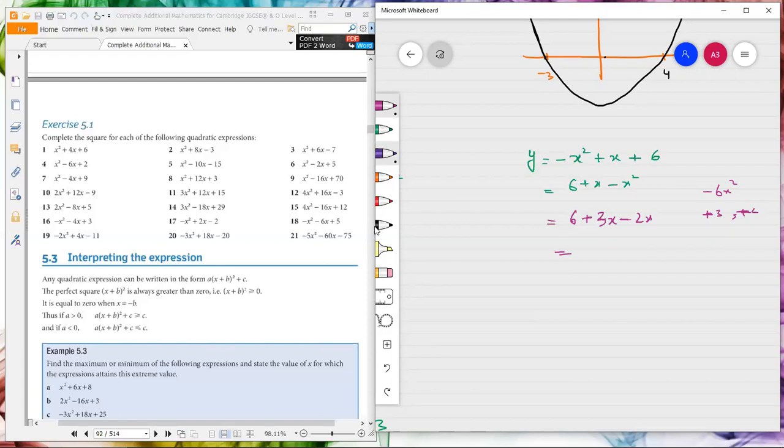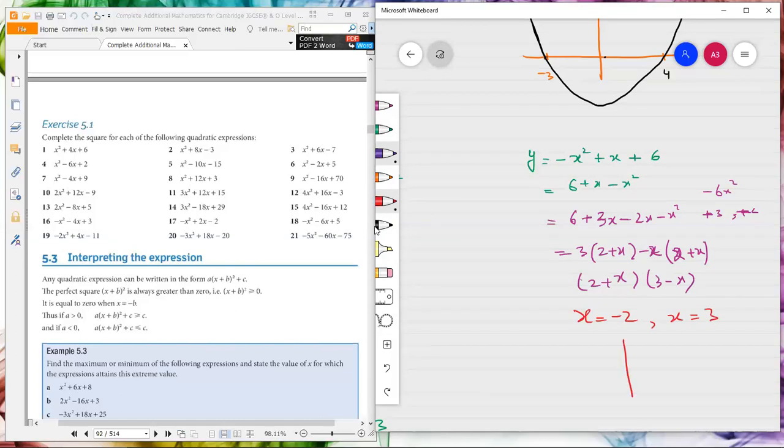So take common: 3 is common, 2 plus x, minus x is common, and 2 plus x. So it will be (2 plus x) and (3 minus x). So the x-intercepts are x is equal to minus 2 and x is equal to 3. So just how we draw this: x is minus 2 and 3, minus 2 and 3.